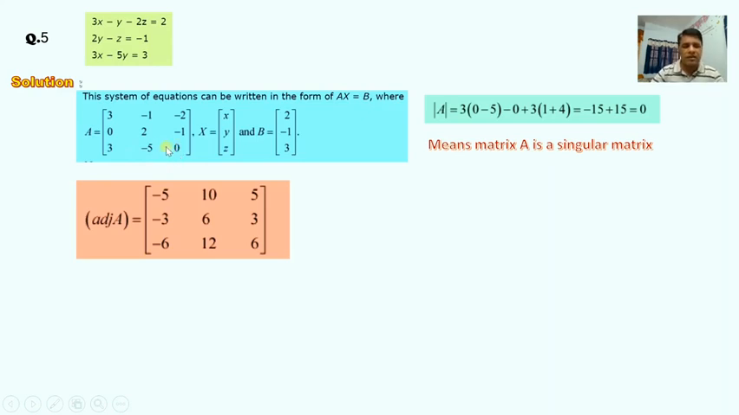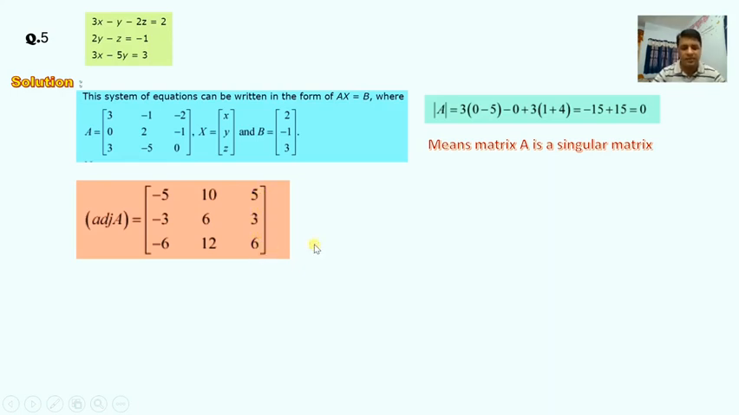So accordingly, putting all these cofactors into that matrix and taking its transpose, that is called the adjoint of matrix A. So that is equal to minus 5, minus 3, minus 6, 10, 6, 12, and 5, 3, 6. This is the adjoint of A.